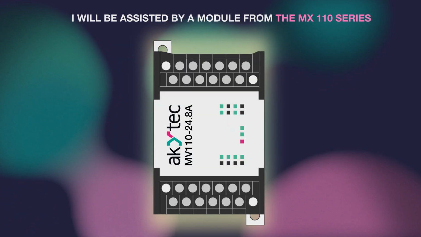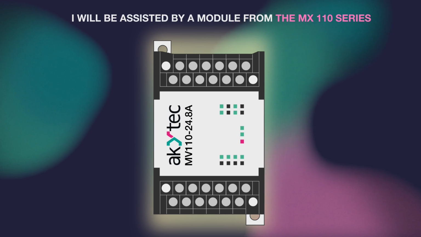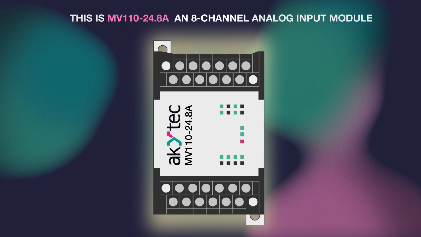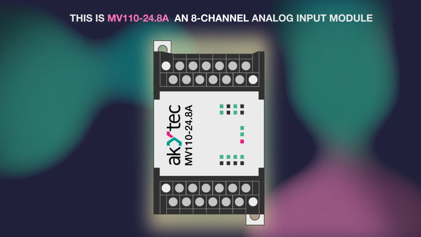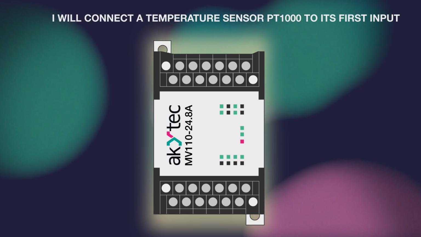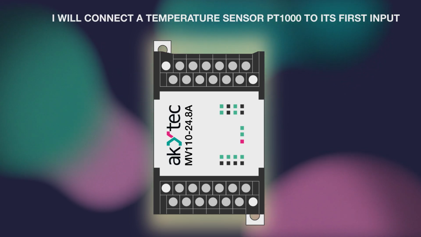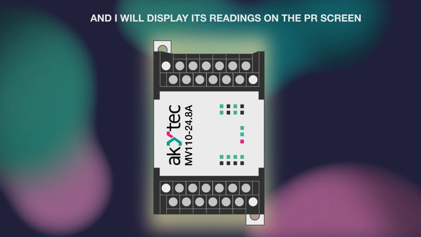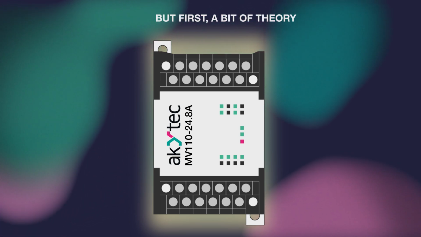I will be assisted by a module from the MX110 series. This is MV110 248A, an 8-channel analog input module. I will connect a temperature sensor PT1000 to its first input, and I will display its readings on the PR screen. But first, a bit of theory.